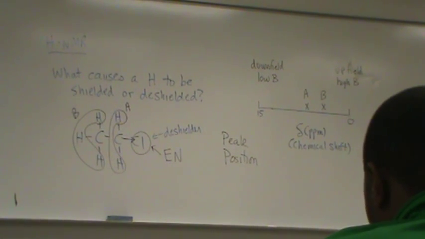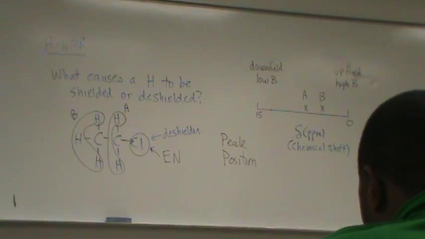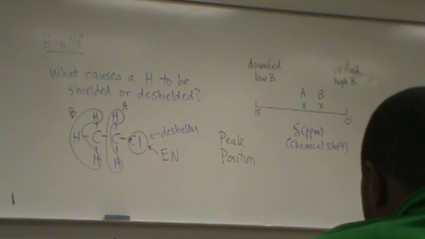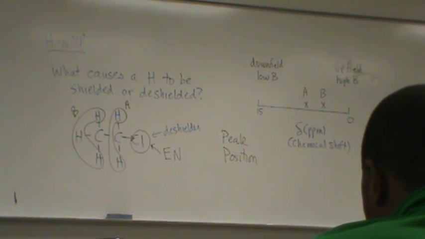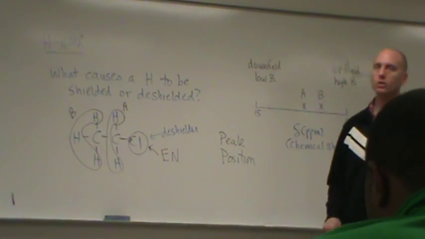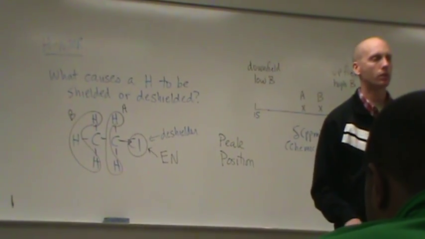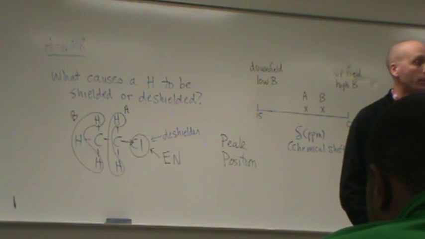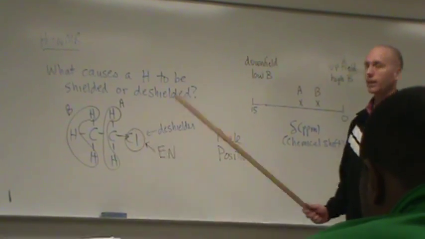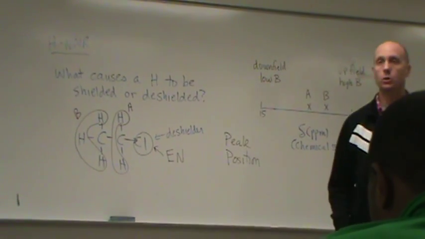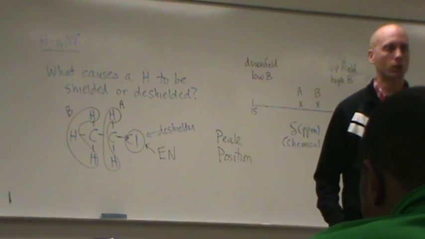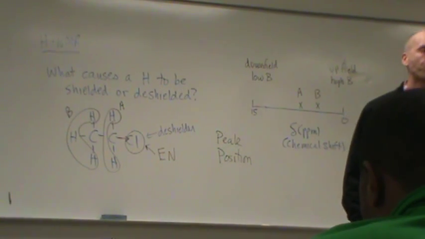Any questions about peak position? Okay. All you have to do is identify your de-shielder, and then see which ones are closer to it. And we will start to see that there are other kinds of de-shielders besides electronegative atoms. We'll see, for example, double bonds can be de-shielders and other such things.